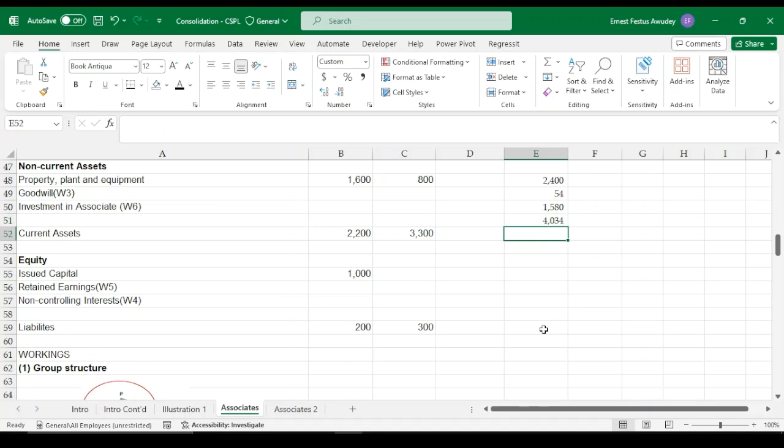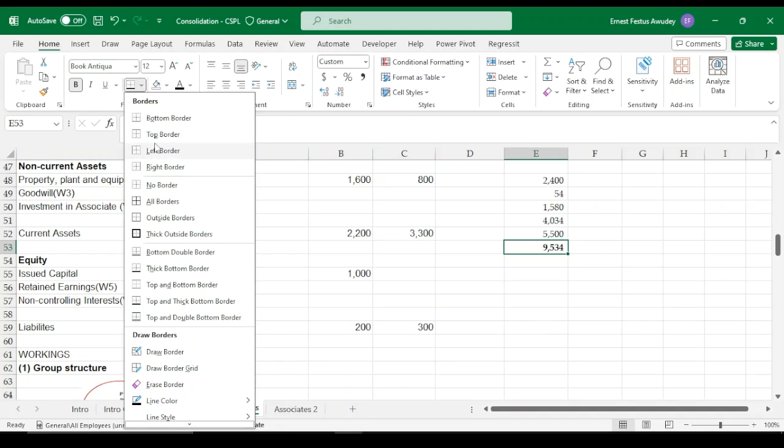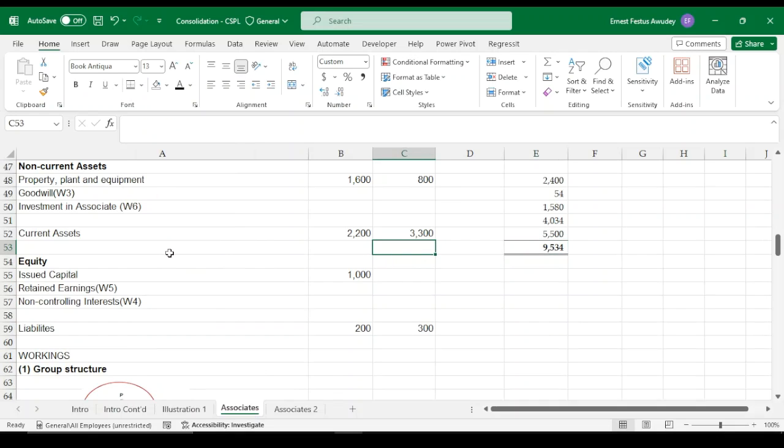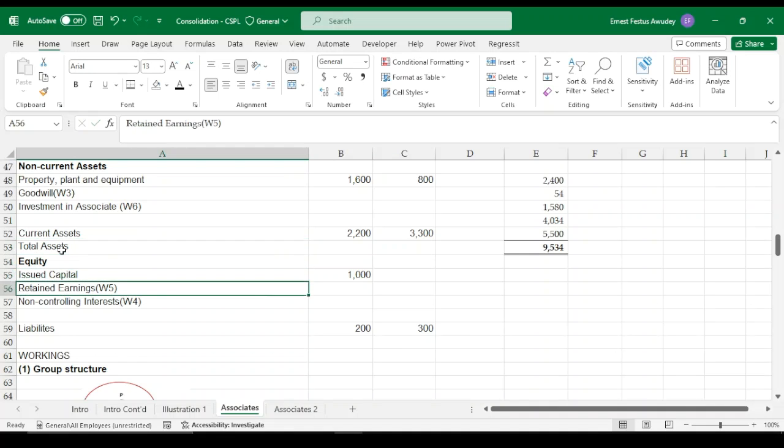Then I can have my current assets figure, 5,500, added to the non-current assets figures as I have there, and then that gives me my total assets. So let me bold that and also insert a border. So I'll have this right there. So this becomes our total assets. So that is it.